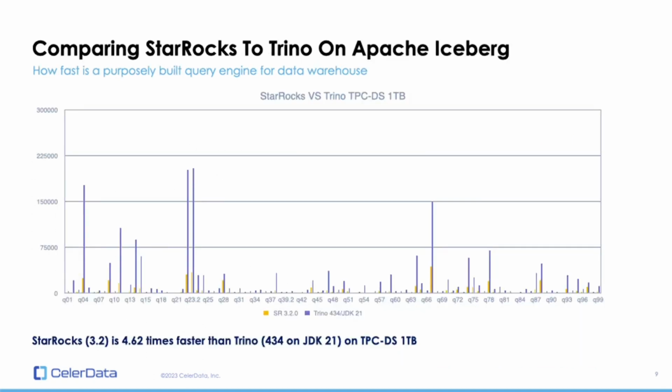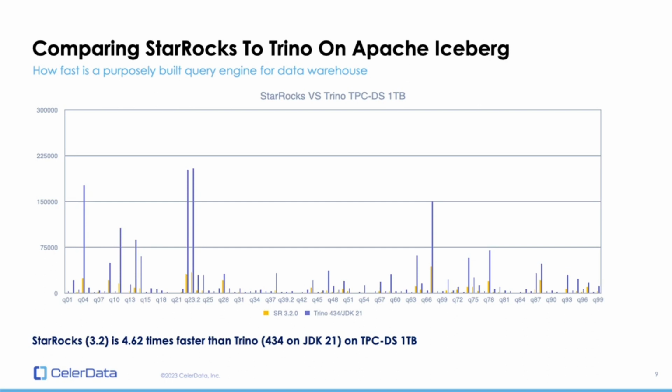Before I dive into the features or the details, I want to first present the performance of StarRocks. It's built for data warehouse-like workloads. This is a benchmark comparing StarRocks to Trino on Apache Iceberg. It's the TPC-DS 1 terabyte benchmark test, which emulates pretty complex ad hoc queries as well as ETL queries. It's really complex, with a lot of joins and a lot of high cardinality aggregations.